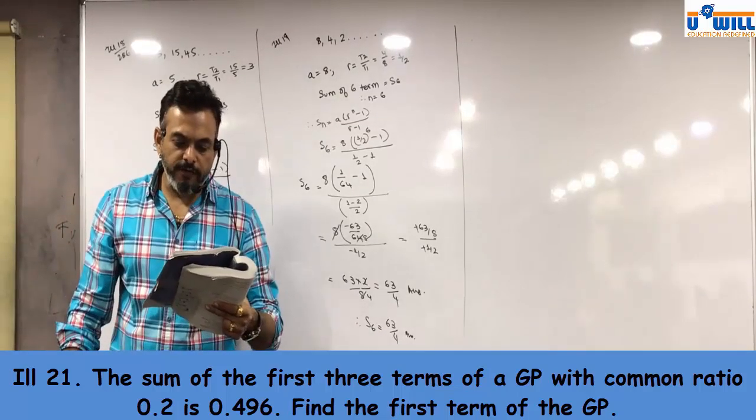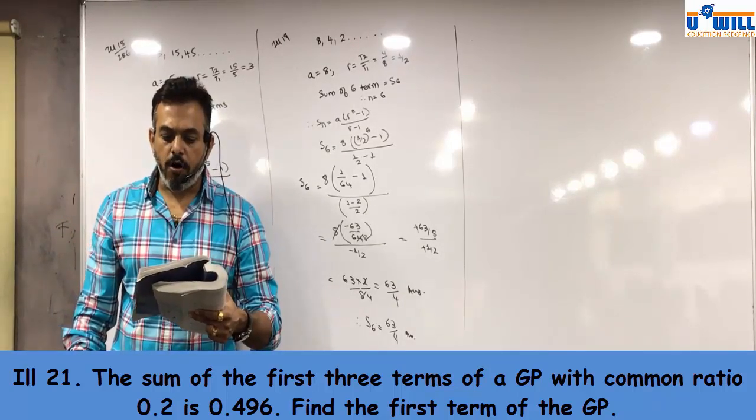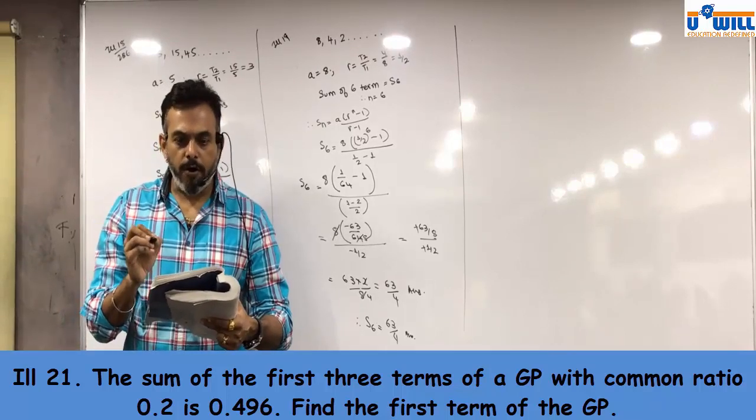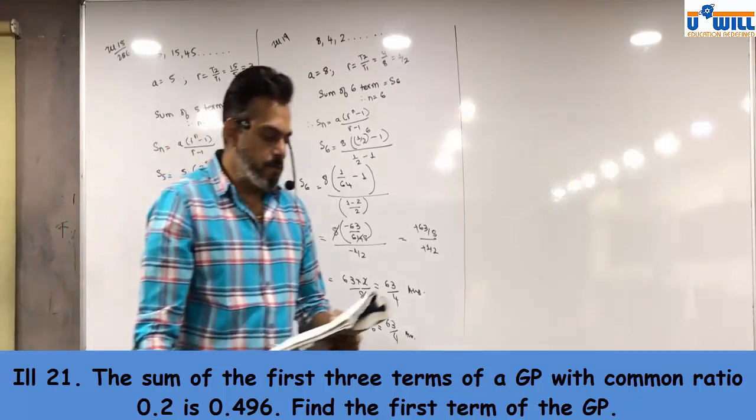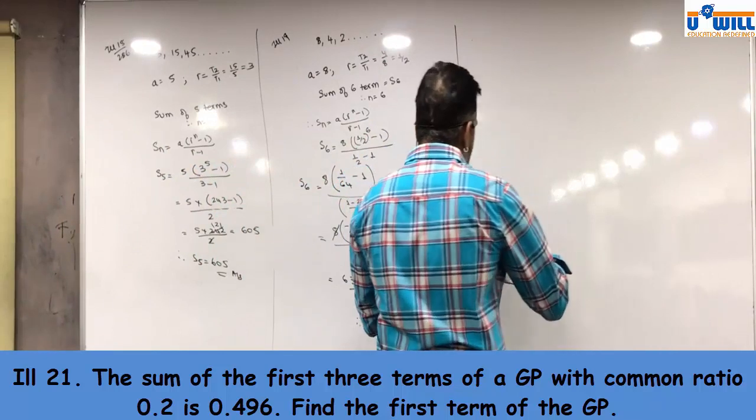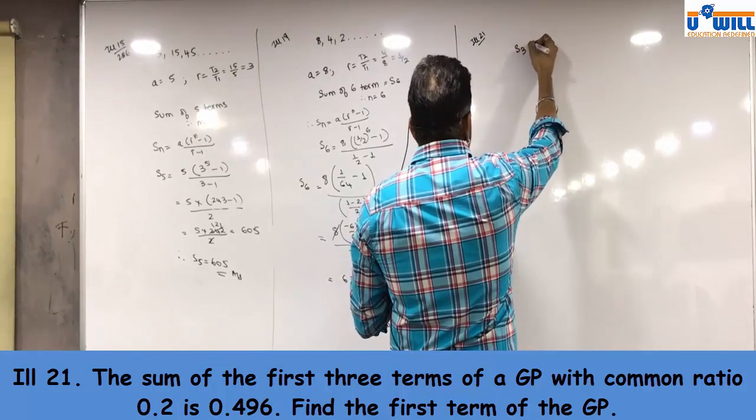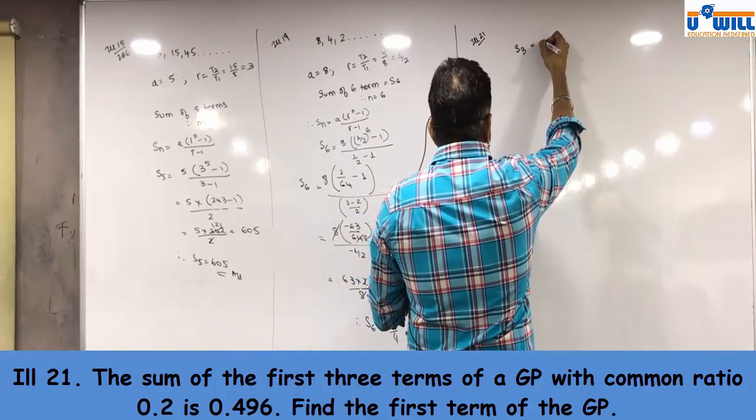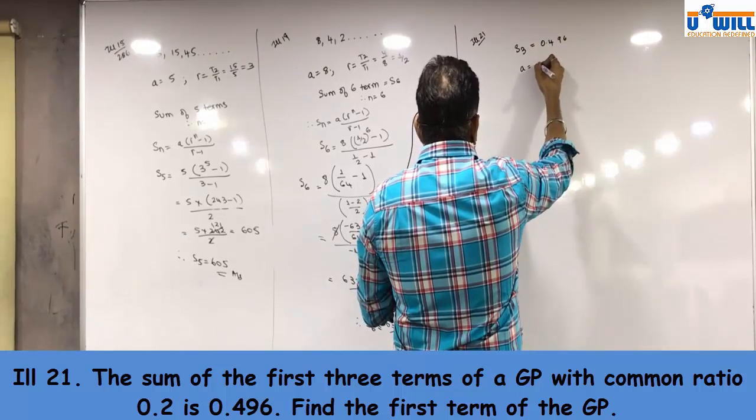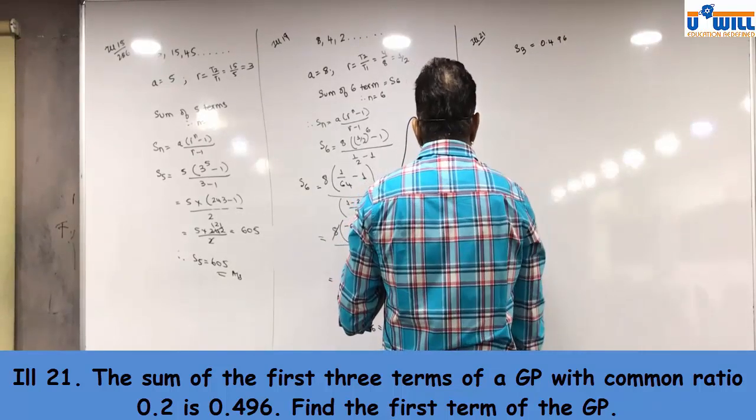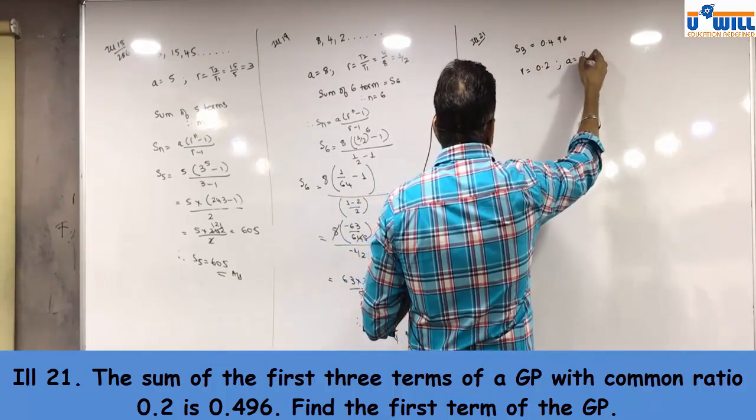Now, illustration 21. The sum of first 3 terms of GP with common ratio 0.2 is 0.496. Find the first term of GP. Keep calculators with you. Now let's write what is given. Sum of first three terms. So illustration 21, S3 is equal to 0.496. First term, common ratio R is equal to 0.2. What we have to find? We have to find the value of A.